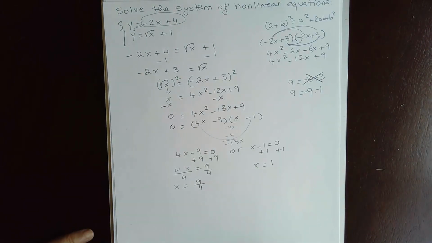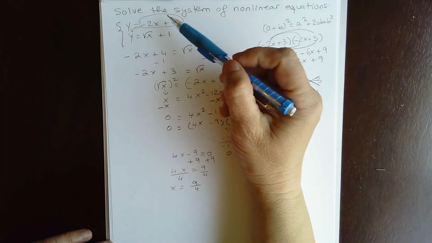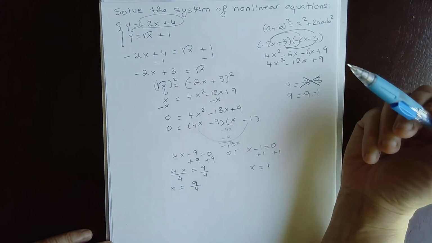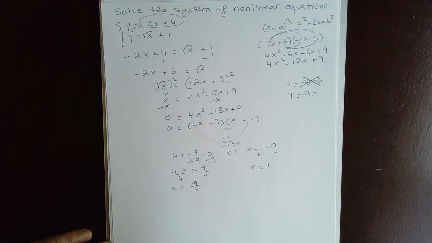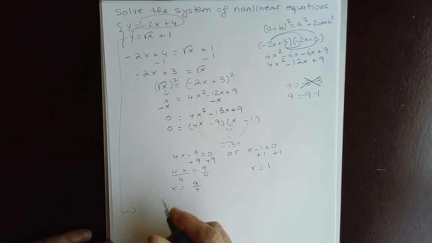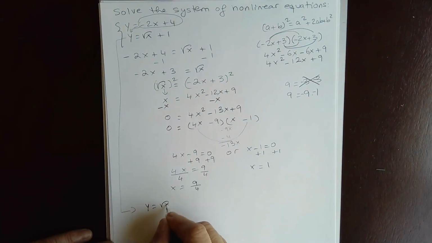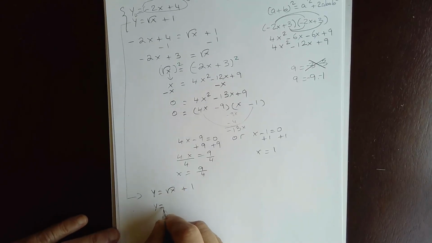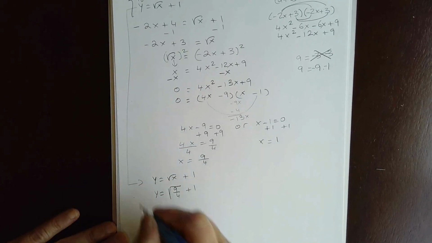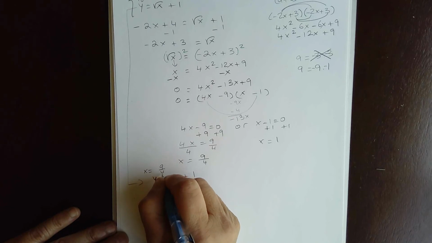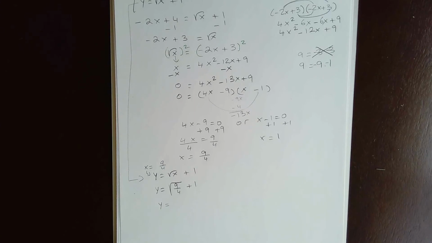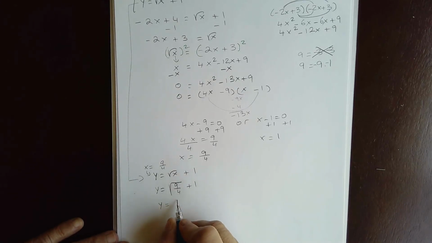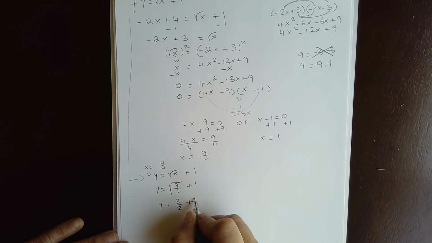We solved for x. Now we need to solve for y. You can plug it into either the first equation or the second equation. I'm going to go ahead and plug it into the second equation. To me, that's slightly easier. So we bring this down, and we get y equal to the square root of x plus 1. So y equals the square root of 9 over 4 plus 1, using x equal to 9 over 4. Now we get y equal to the square root of 9 divided by 4. That's going to come out as 3 over 2 plus 1.